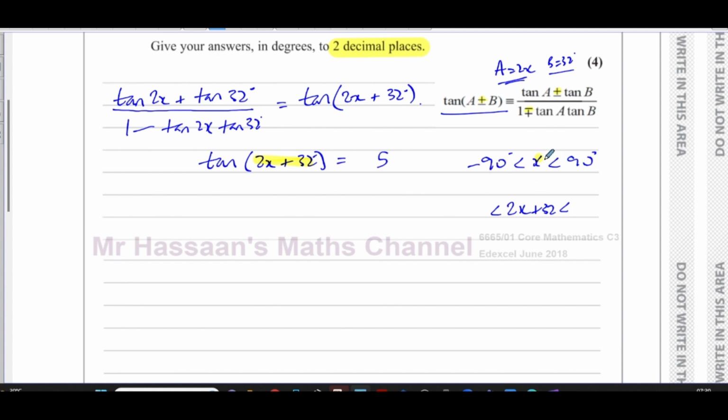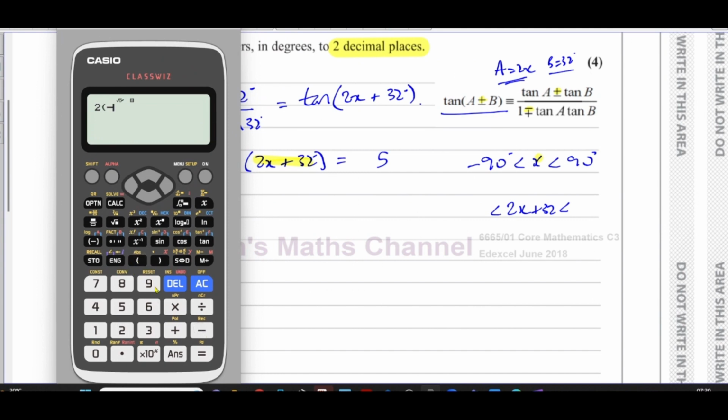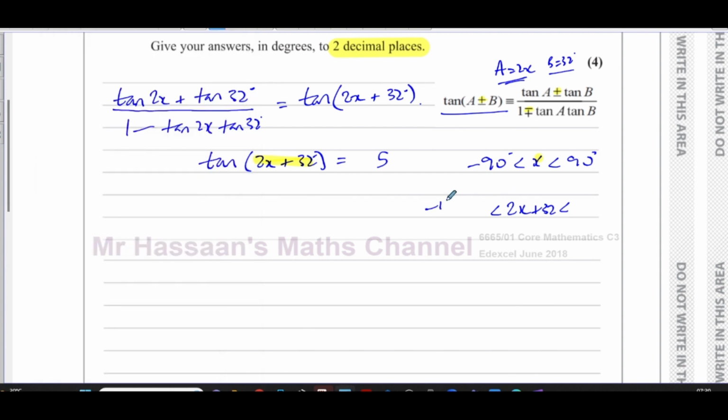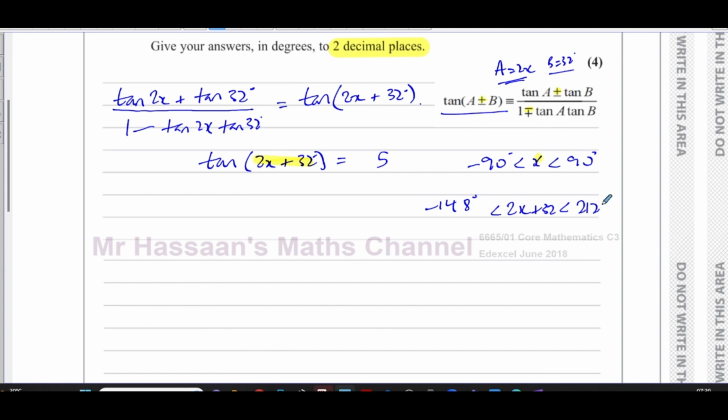Here you have to multiply x by 2 and then add 32, and I must do the same to -90 and to +90. So I'm going to do 2 times -90, and then add 32. That gives me -148. That's my lower limit; I can't get any angles less than that. The upper limit will be when I do 2 times positive 90 plus 32, and that gives you 212. So I can't go more than 212, and I can't go less than -148 in gathering my solutions.